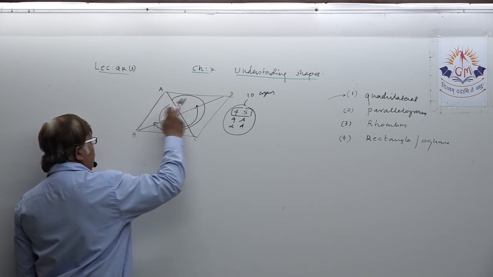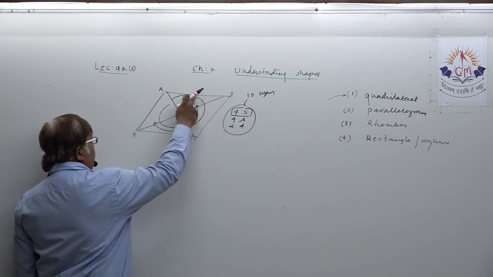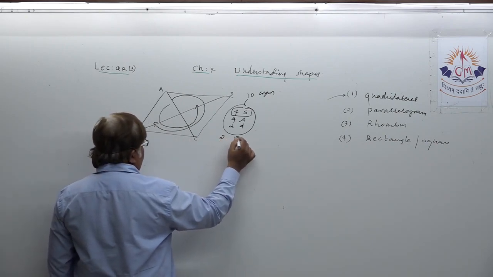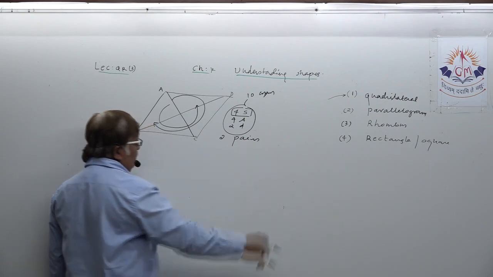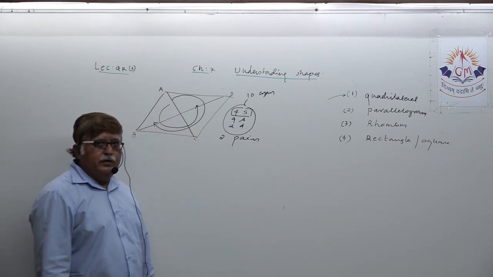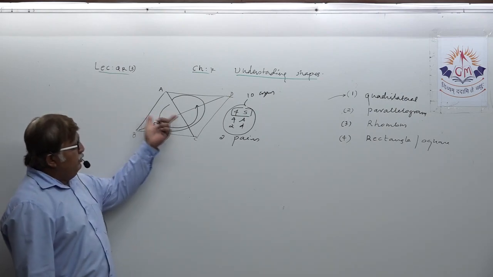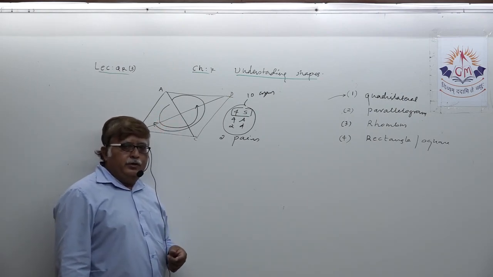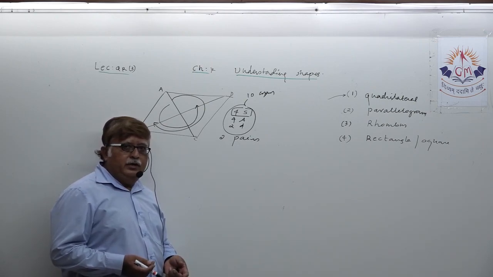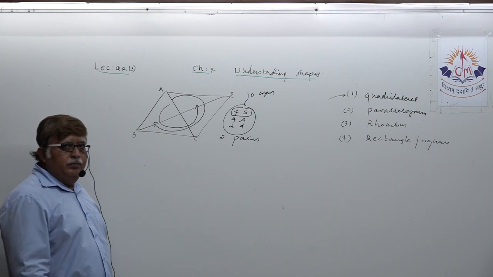Then regarding the sides, dear students, how many pairs of opposite sides? AB and CD is one pair, AD and BC is another pair. This can also be asked in an MCQ: a quadrilateral has how many pairs of opposite sides? 2 pairs. Opposite sides, you all know, do not have any point in common. AB and CD, nothing common. AD and BC, nothing common. Understand?